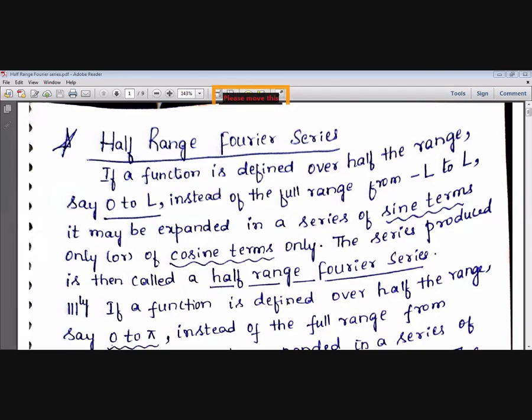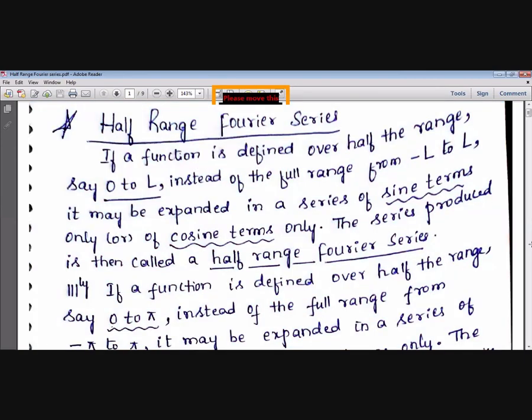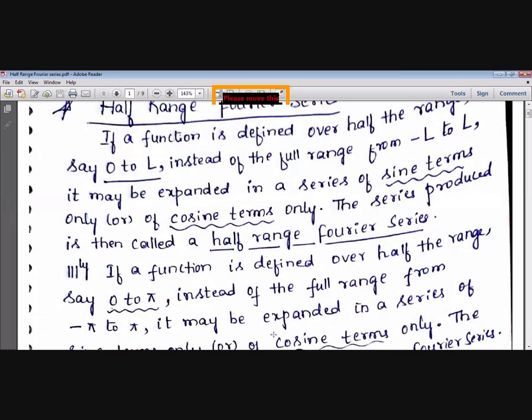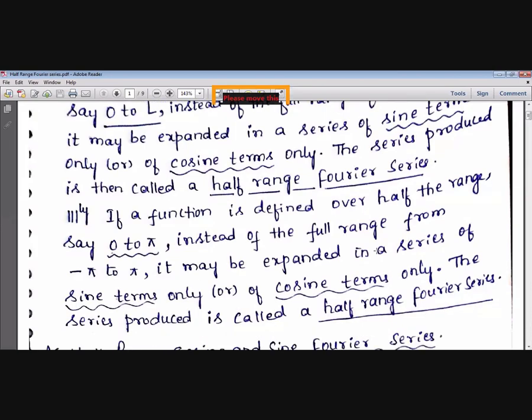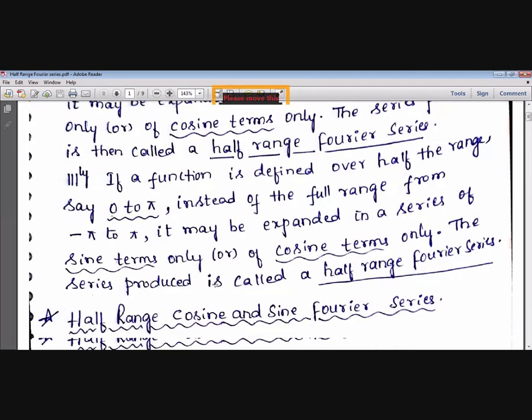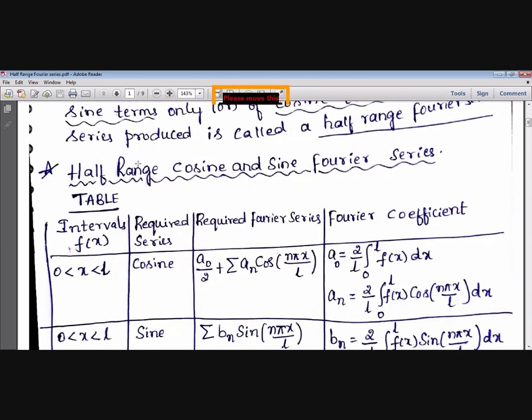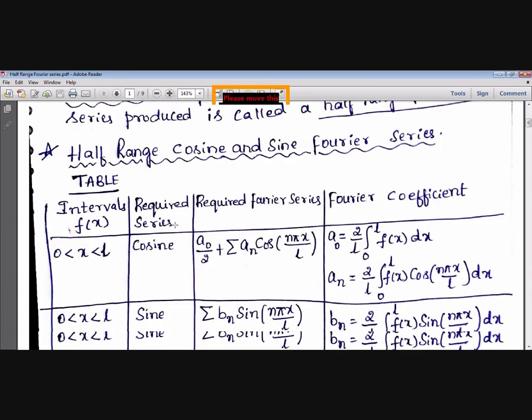Similarly, if a function is defined over the half range, say 0 to pi instead of the full range from minus pi to pi, it may be expanded in a series of sine terms only or cosine terms only. I told you that you can express it either only in terms of cosine or only in terms of sine. Then it is called a half range Fourier series.